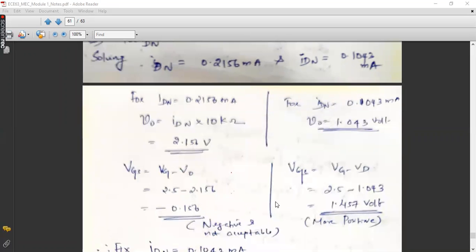Okay, so corresponding to these V naught, I will find the VGS value. VGS is VG minus VS, but VS is V naught here. VG is 2.5 according to our question. For case 2, substitute V naught here, it is negative 0.156. This is not acceptable since we got a negative voltage for the gate source voltage. Here it is positive, which is more positive than the previous case. So I will finalize the current as 0.1043 milliampere as the final answer for case 2.